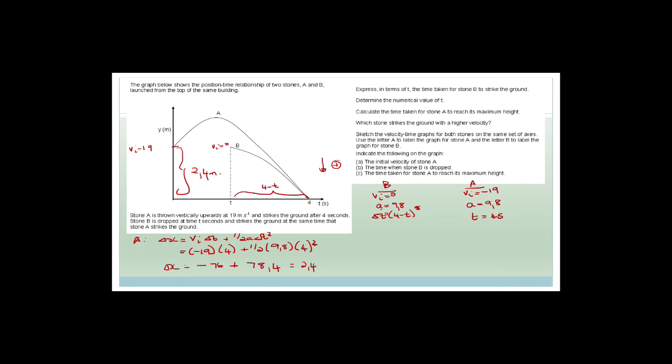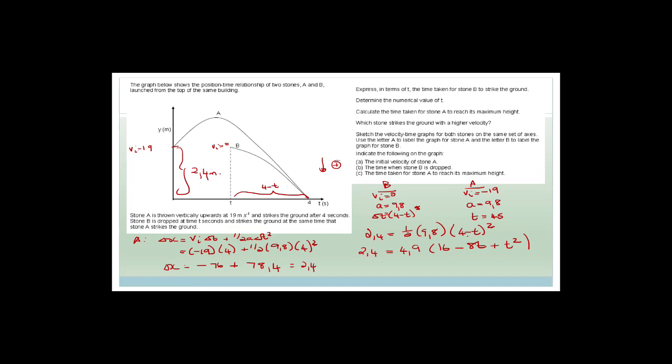Now we can use that. We can say delta x is 2.4 is equal to vi zero, but we've got a half times 9.8 times 4 minus t all squared. So therefore, do you agree that that becomes 2.4 is equal to 4.9 times 16 minus 8t plus t squared.